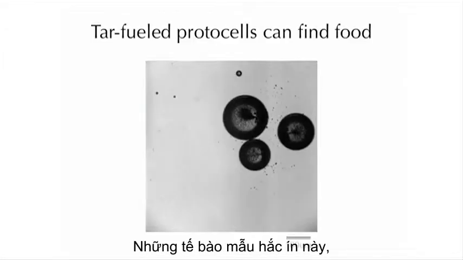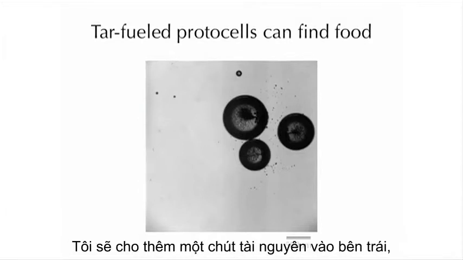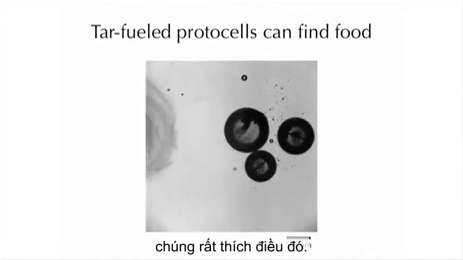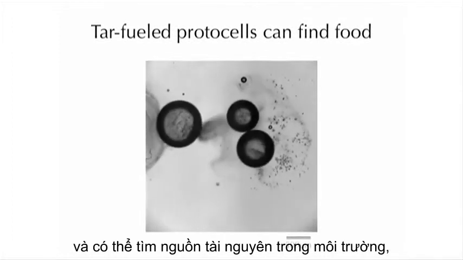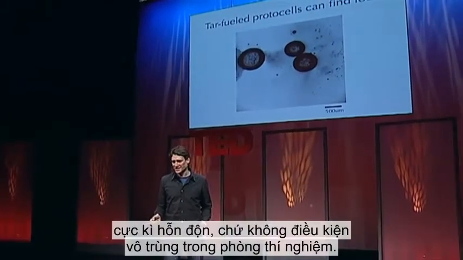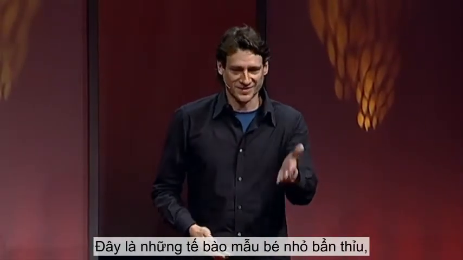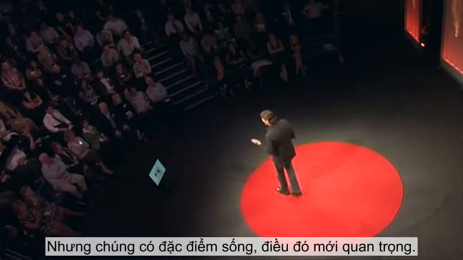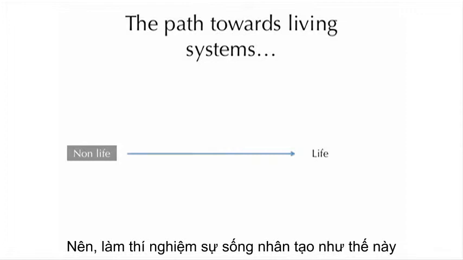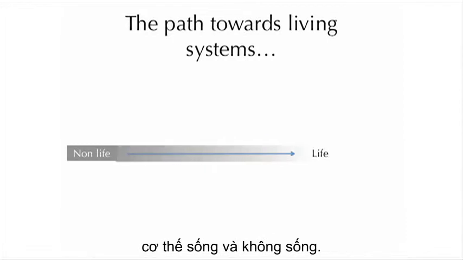These tar-fueled protocells are also able to locate resources in their environment. I'm going to add some resource from the left here that diffuses into the system, and you can see they really like that. They become very energetic and able to find the resource in the environment, similar to what we saw before. But these are done in these primordial conditions, really messy conditions, not sterile laboratory conditions. These are very dirty little protocells, as a matter of fact. But they have lifelike properties, is the point. So doing these artificial life experiments helps us define a potential path between non-living and living systems.